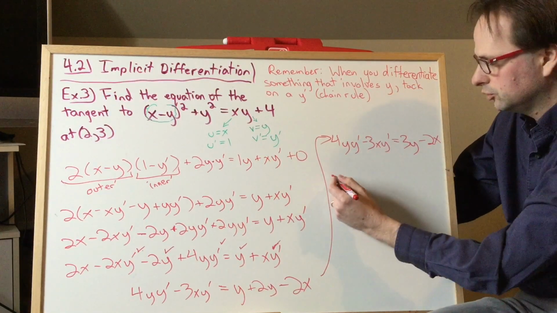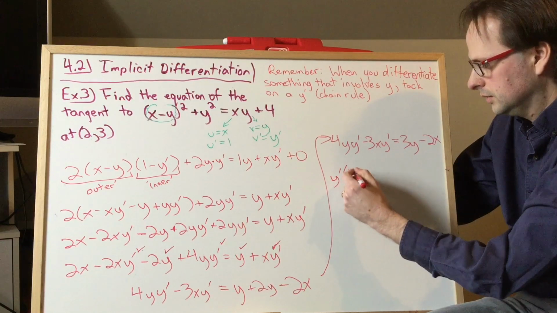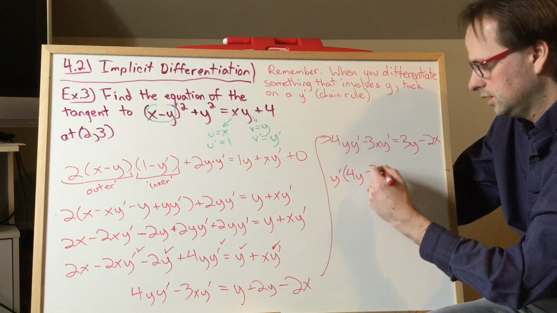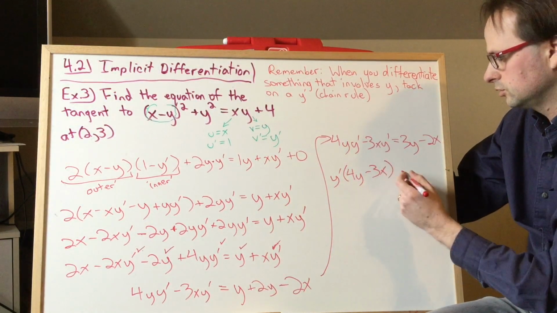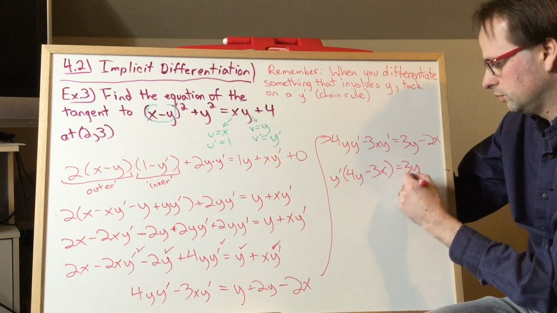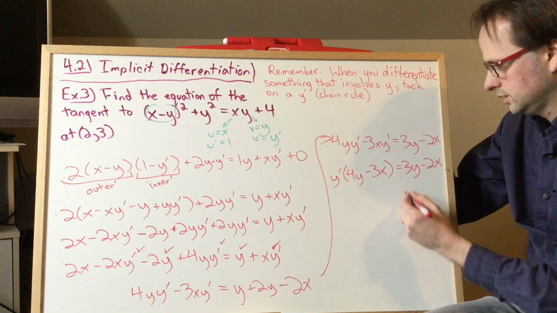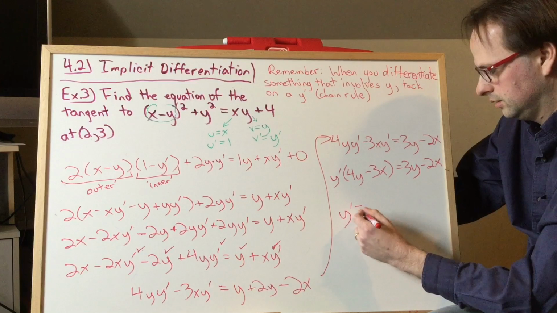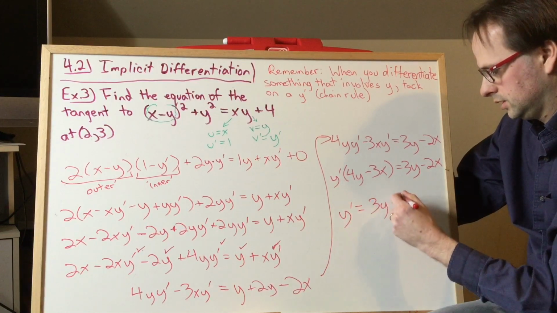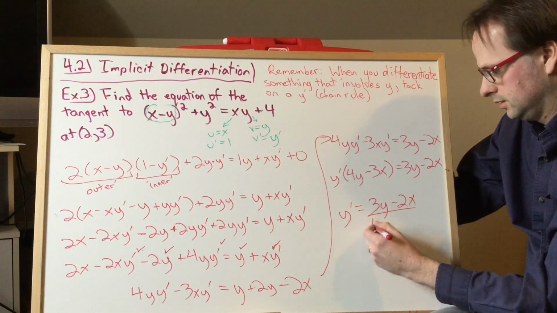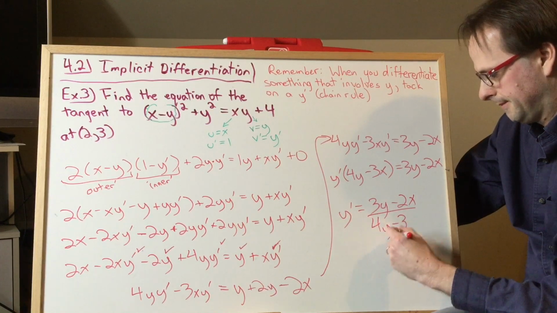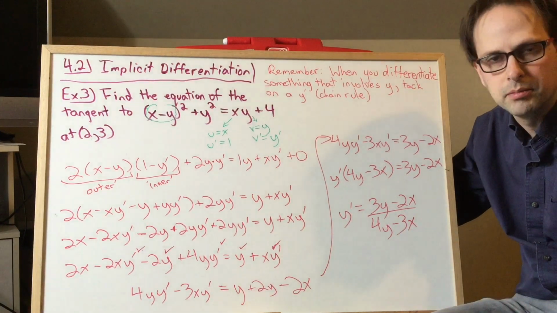I'm going to factor out this y prime. It'll give me 4y minus 3x all over 3y minus 2x. Or lastly, this expression. As long as I haven't made any goofs.